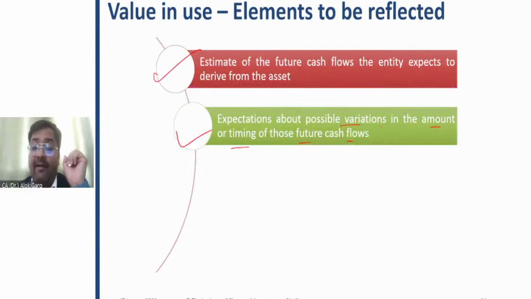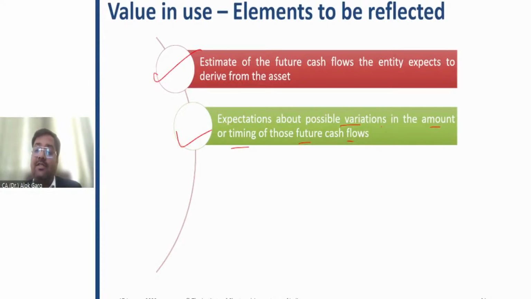Second, you have to consider the expectation about possible variation in the amount or timing of those future cash flows. For example, you are expecting that you will be able to receive the cash flow from this particular asset from the 3rd year only, or the 4th year only. Say the life of the asset is 10 years, and you are aware that in the initial 2 years you will not be able to generate cash flow, but from the 3rd year onwards you will.